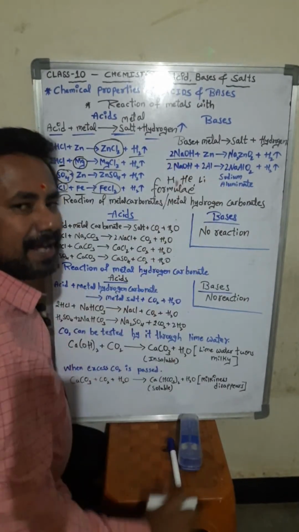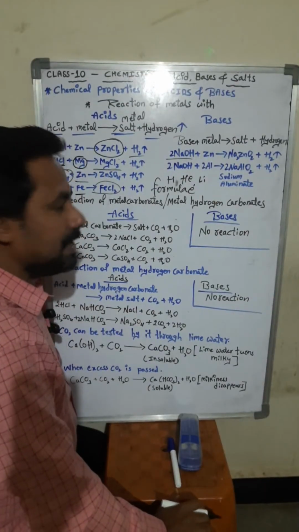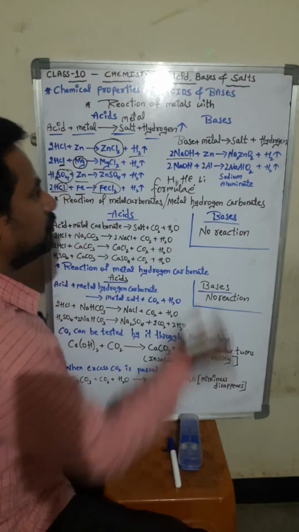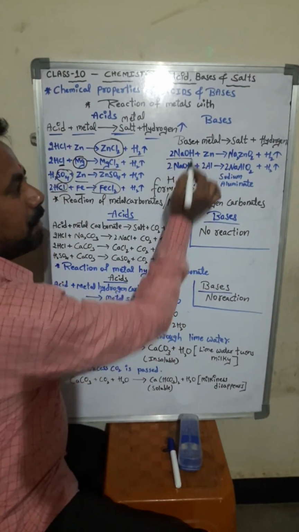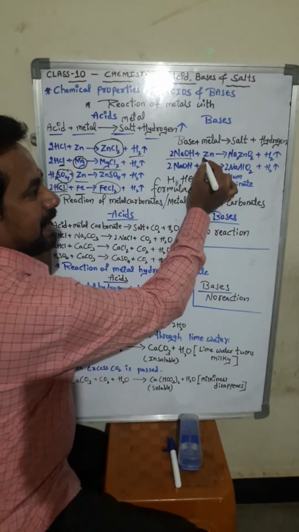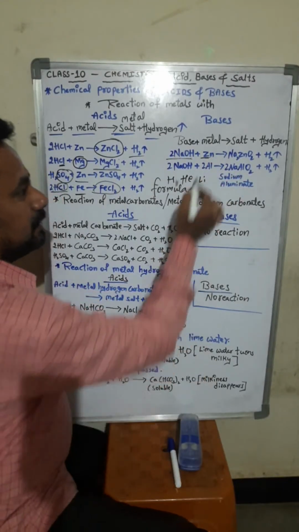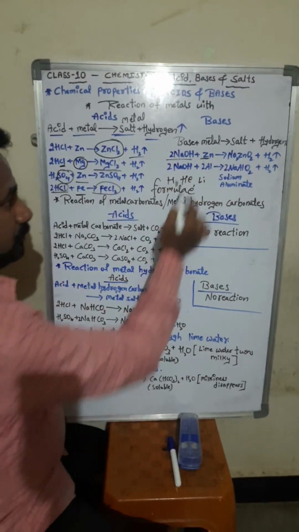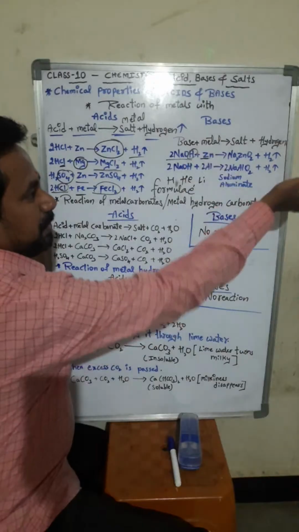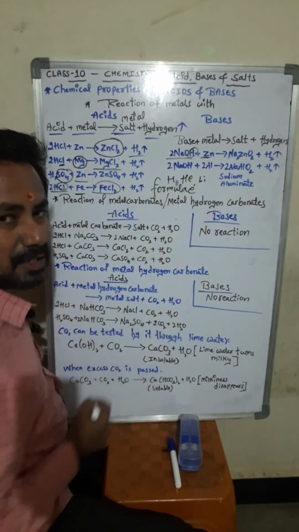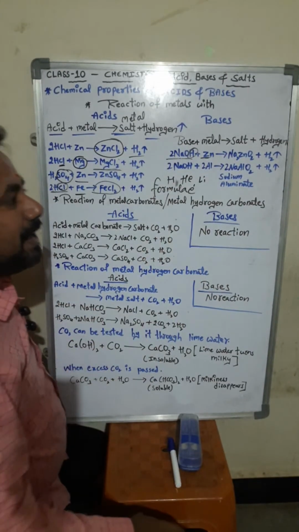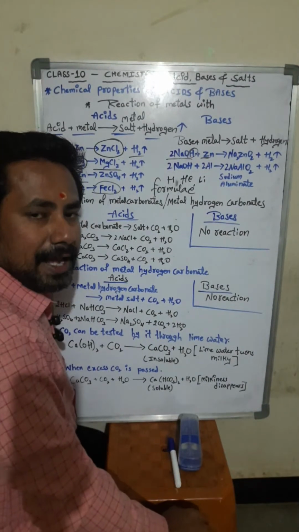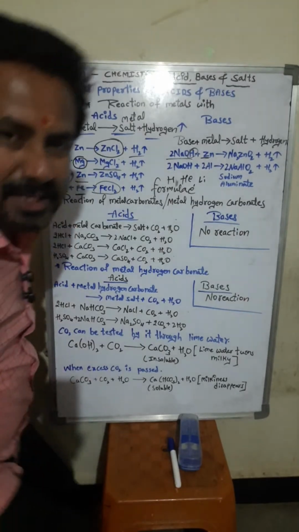Strong base NaOH, Na sodium, OH hydroxide, sodium hydroxide. What is NaOH, students? Sodium hydroxide. It is reacting with metal. Which metal? Zinc. So what happens here? This hydrogen gas will be separating, and zinc is reacting with this one, so it will form Na2ZnO2.